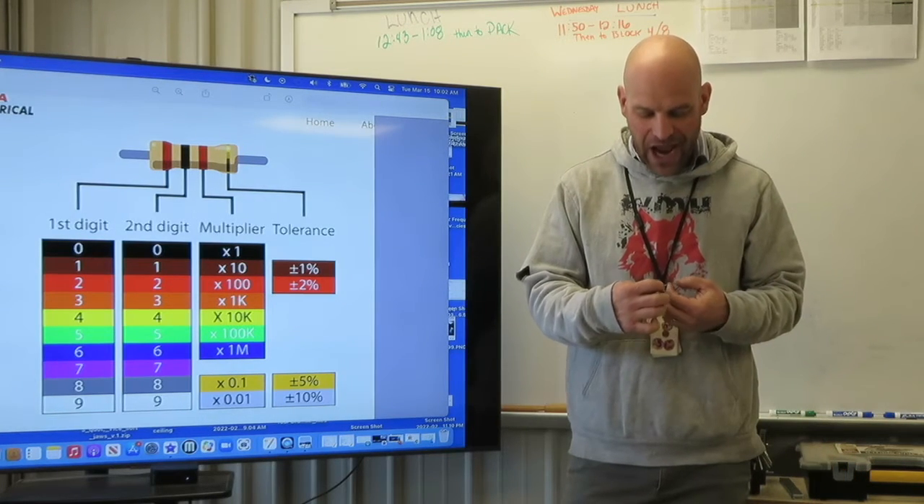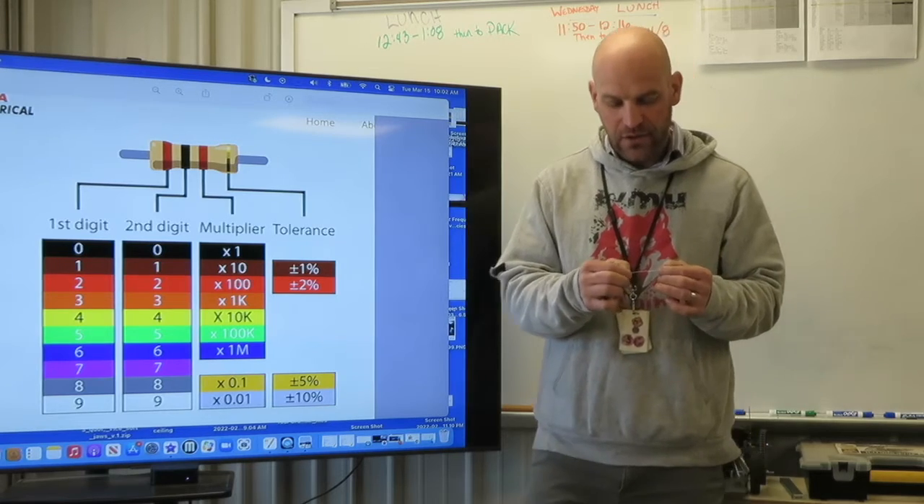We need to talk about how to read a resistor.